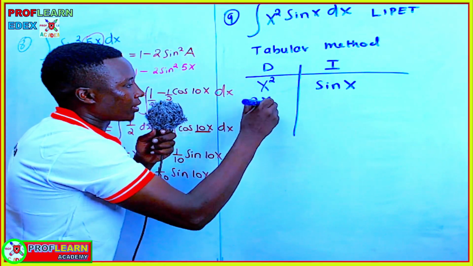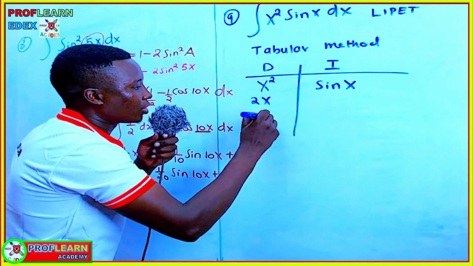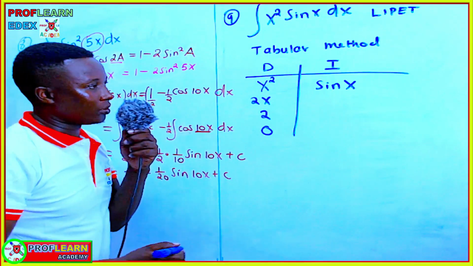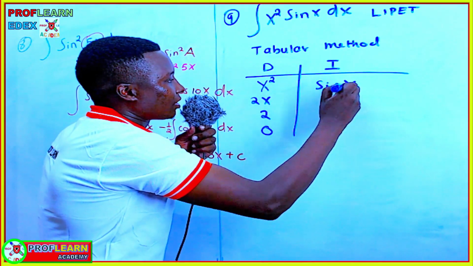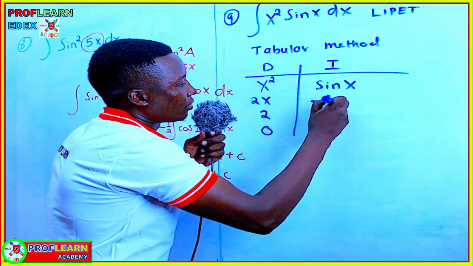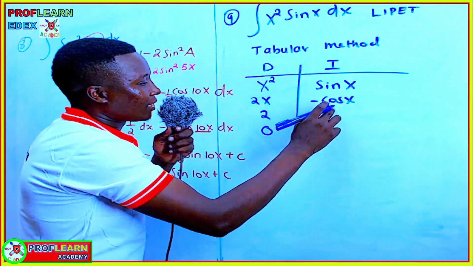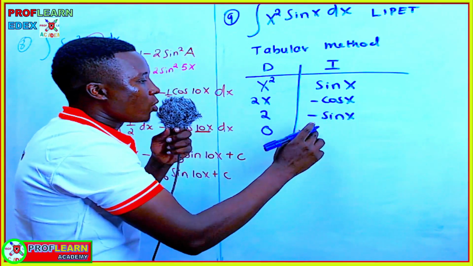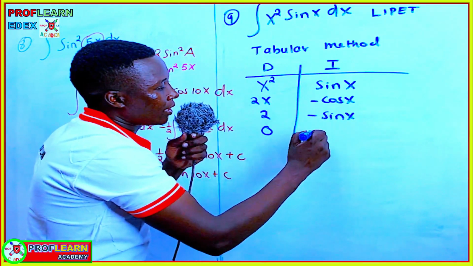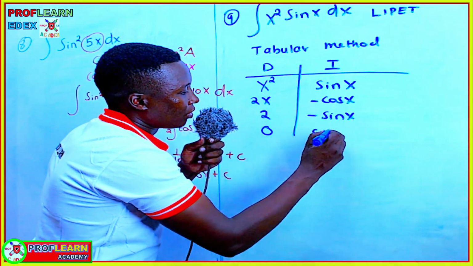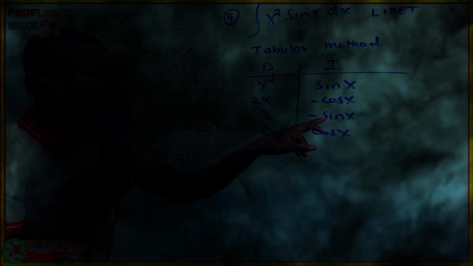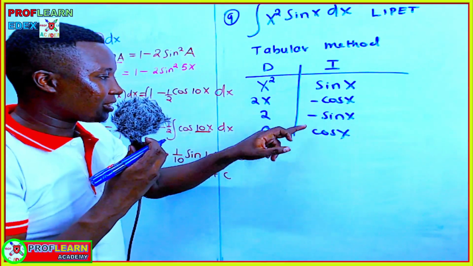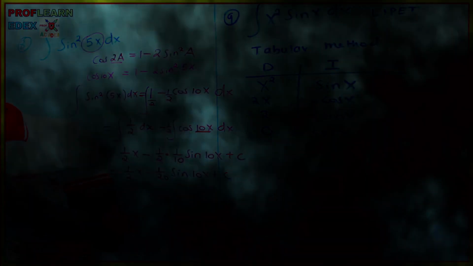So we are going to differentiate this. We are going to get 2x. Again, we differentiate that. We are going to get 2. Again, we differentiate this 2. We are going to get 0 at that given point. We integrate this. We are going to get negative cos x. We integrate this. We are going to get negative sine x. We integrate this. We are going to get positive cos x, because if you integrate sine x, you're going to get negative cos, and there's this negative, so this is going to be positive.